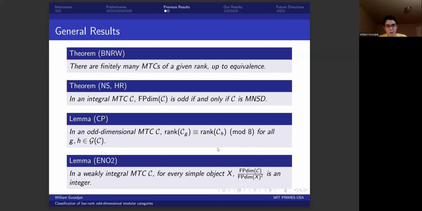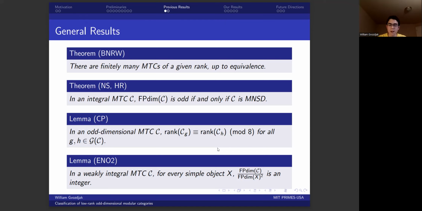Additionally, we have this theorem that is really useful. It states that if we have an integral modular category C, then its Frobenius parent dimension is odd if and only if C is maximally non-self-dual. So when I say maximally non-self-dual, this means that every single object that's not the unit object has a dual that's not equivalent to itself. So we do know that the unit object is dual with itself, but if every single other object has a dual that's not itself, then it's maximally non-self-dual.